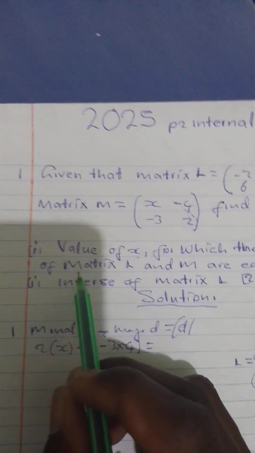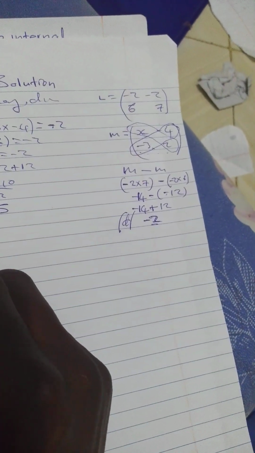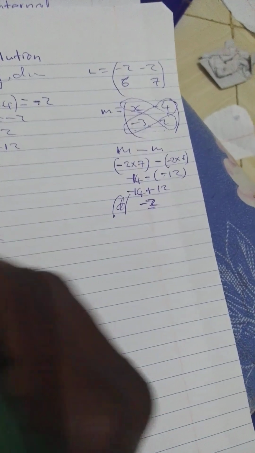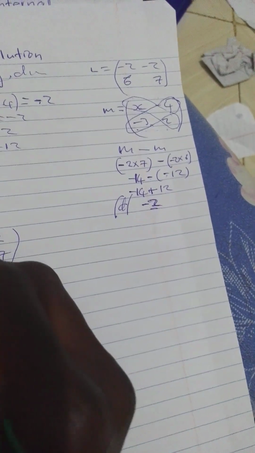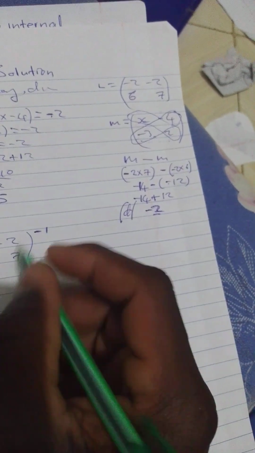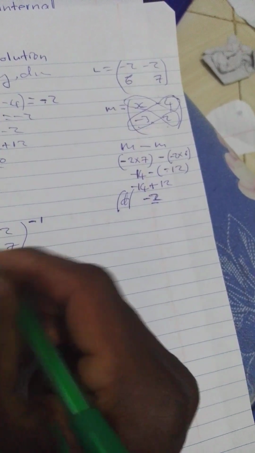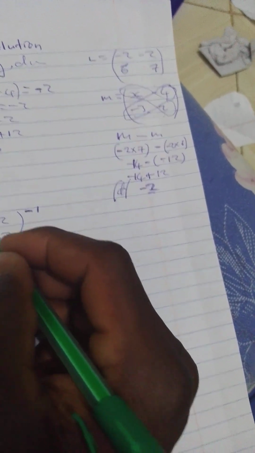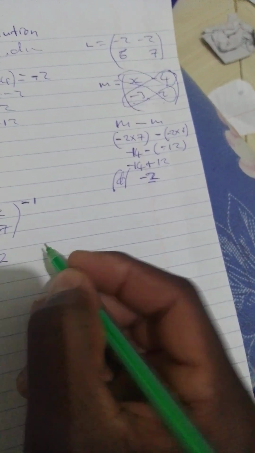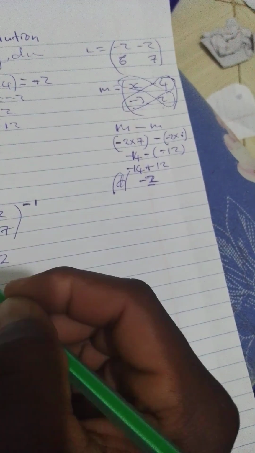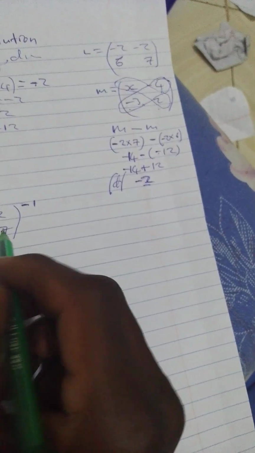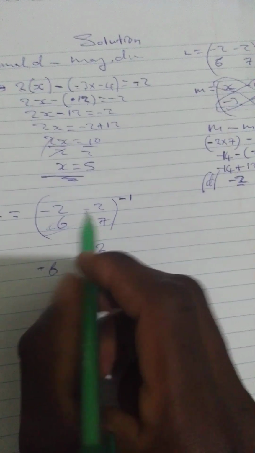So next question, they are saying find the inverse of matrix L. So how do we find the inverse of matrix L? First of all, matrix L is here. Matrix L is equal to -2, 6, 7. The first rule is to multiply the minor diagonal by -1. So when it is a negative, it will be a positive. This one will be a -6. And then you swap these. That's the rule. You swap these.